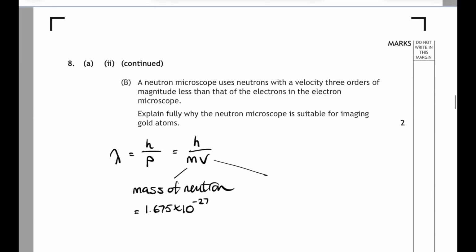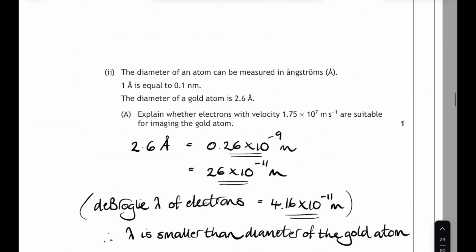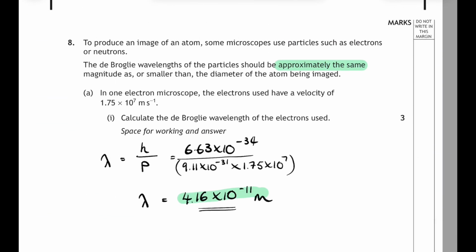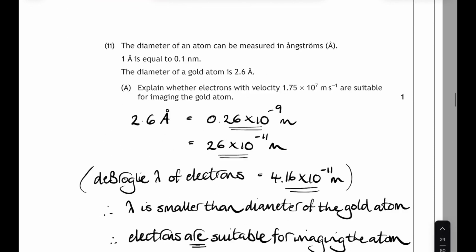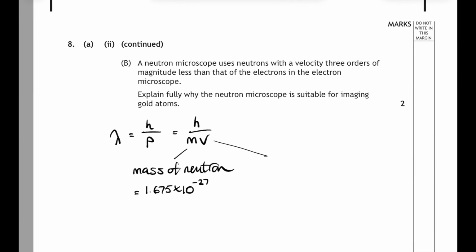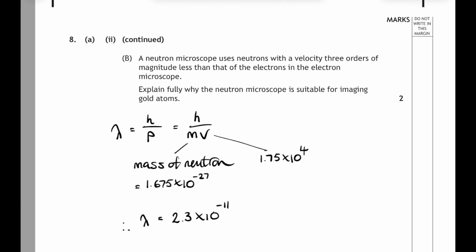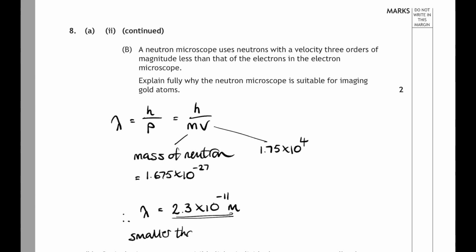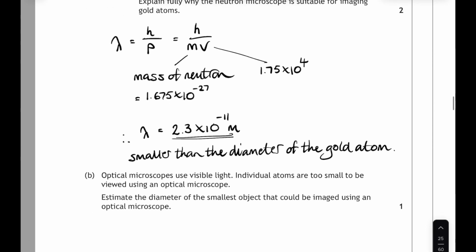And if it's got a velocity that's 3 orders of magnitude less than the electron, and the electrons had a velocity of 1.75 times 10 to the 7, then the velocity of the neutron will be 1.75 times 10 to the 4. And if we do that calculation using h as Planck's constant, then you'll get an answer of 2.3 times 10 to the minus 11 meters. And again, that's smaller than the diameter of the gold atoms, so neutrons are suitable for imaging them.